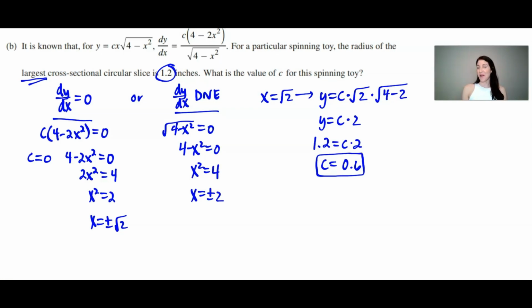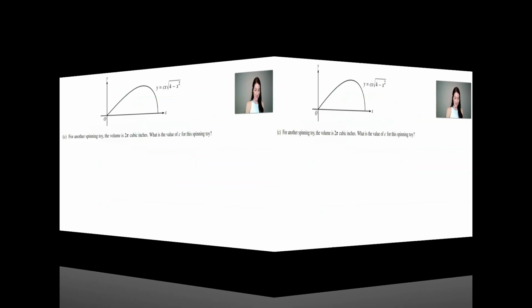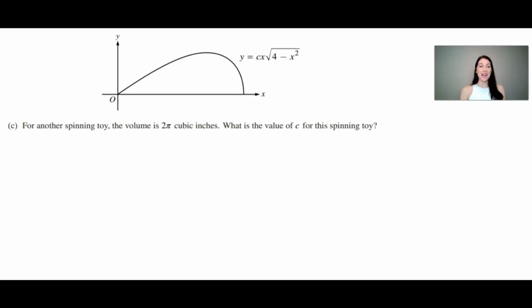exam. And now to our third and final part C. Part C says, for another spinning toy, the volume is 2 pi cubic inches. What is the value of C for this spinning toy? Remember, they said that this curve is going to revolve around the x-axis to give us this full toy, so we're going to use that to find the volume. So let's find the volume first, and then we'll set it equal to 2 pi after we do all the math to find the volume.